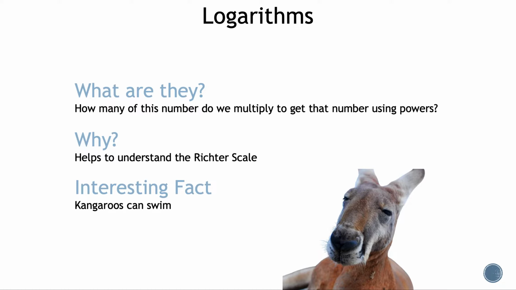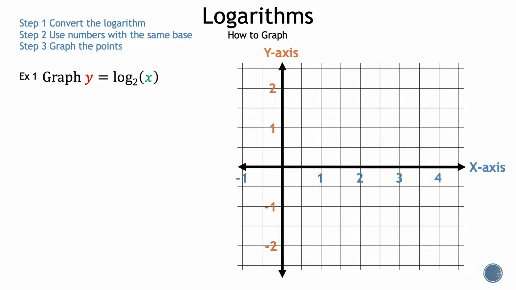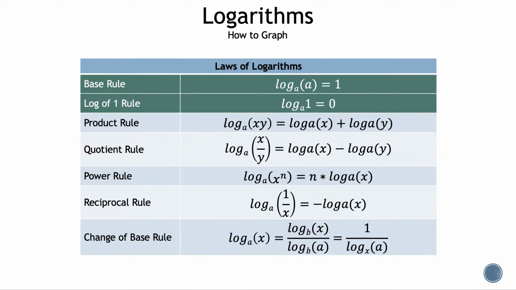Now, let's take a look at the example we're going to be discussing in today's video. Before we go on and graph, we need to talk about two laws of logarithms. The first one, the base rule, which is log of a to base a is equal to 1, which means that if the number in the parentheses and the base are the same, y is equal to 1. And the second one is the log of 1 rule, which is log of 1 to base a is equal to 0, which means the log of 1 to any base, y is equal to 0.